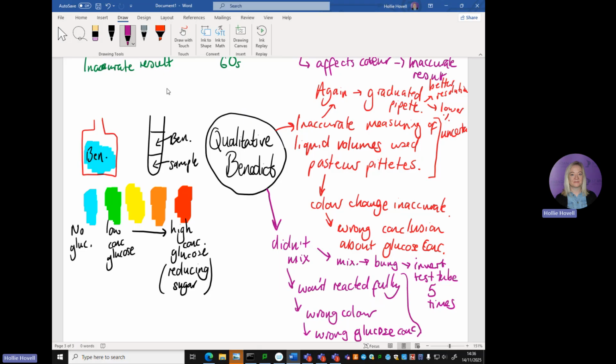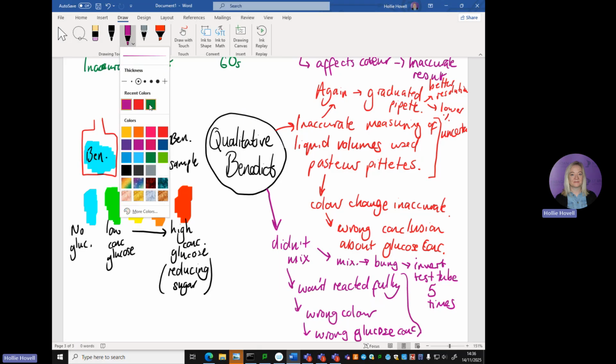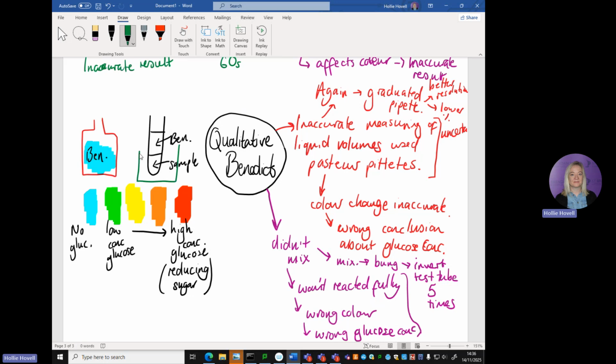Once you'd put your Benedict's and your sample in together, the next step that you did is that you stood it in a water bath. And the water in this water bath needed to be really hot. So it might be that you didn't heat. Another source of error is that you didn't heat it enough. Now, the way we made our water bath is that we just boiled the kettle and poured it in. So it could be that you boiled the kettle 5 minutes before and the kettle had already cooled, so the water was not hot enough.